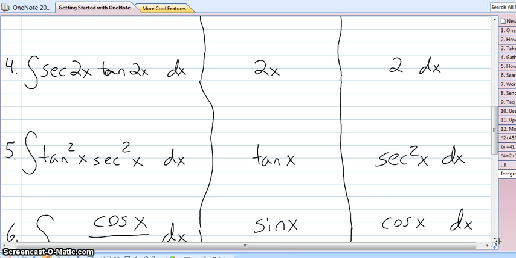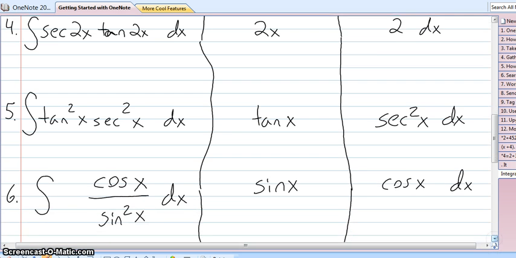Number 5, tangent squared x times secant squared x. The derivative is, not the derivative, but the u is tangent x from here. And the derivative of that would be secant squared x, according to our tangent rules, trig identities.